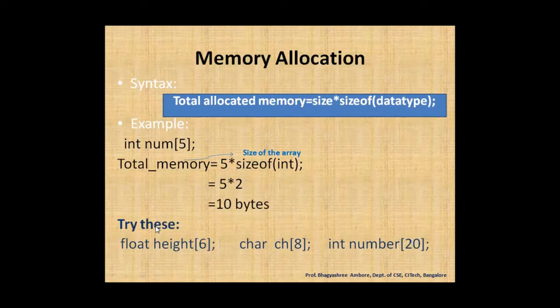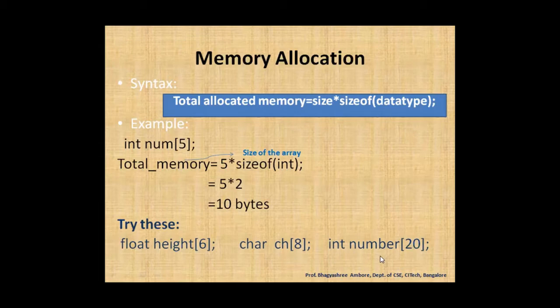If you want, you can try for these also. Float, height of 6. How many elements? What is the size of the array? 6. Into size of float, that is 4. 6 into 4 is equal to 24. And you can try for this also. Character takes 1 byte. How many characters are there? 8 characters. Into size of character is 1. 8 into 1 equals 8 bytes.